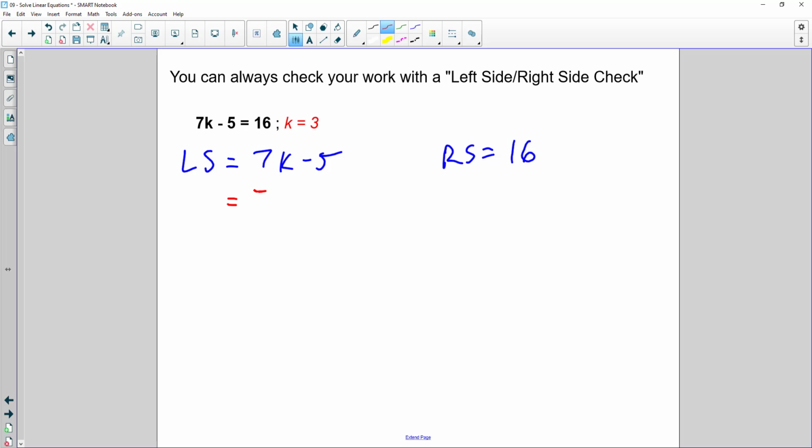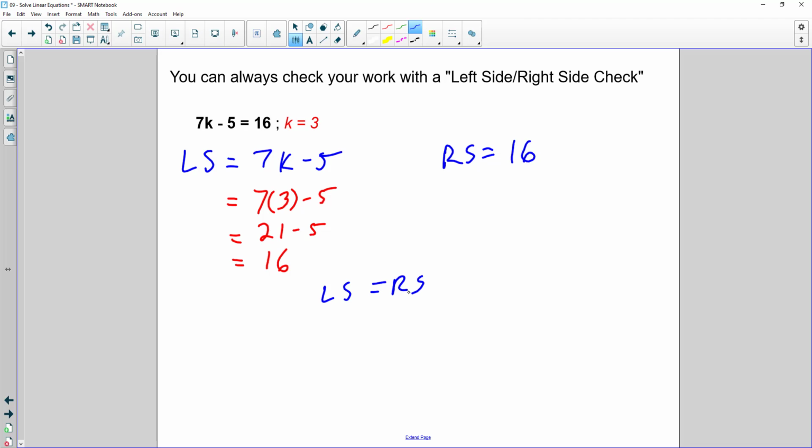So I'm going to have 7 times 3 minus 5. And let's go ahead and solve for that. So that's going to be 21 minus 5, which is 16. So you can see the left side is equal to the right side. So therefore, k is equal to 3 is the correct answer.